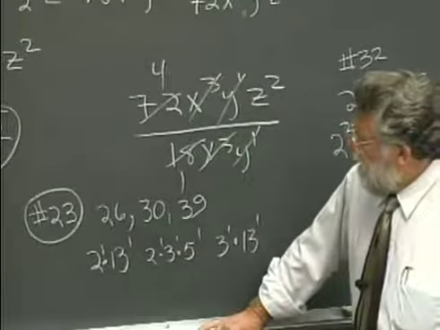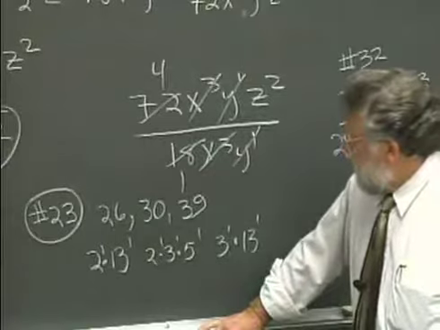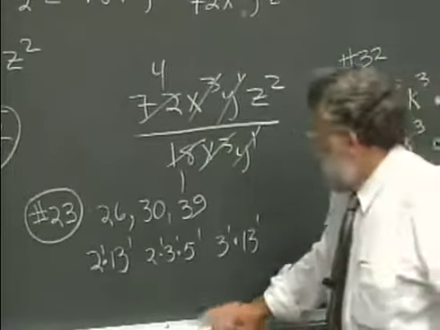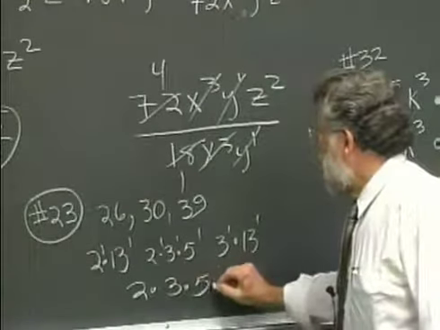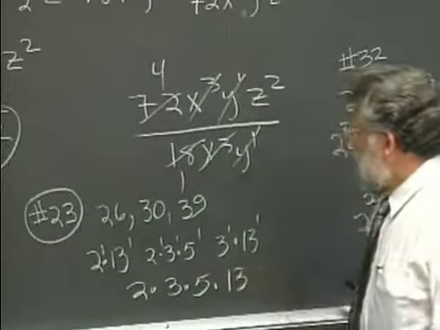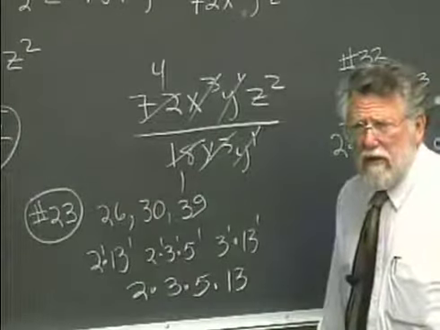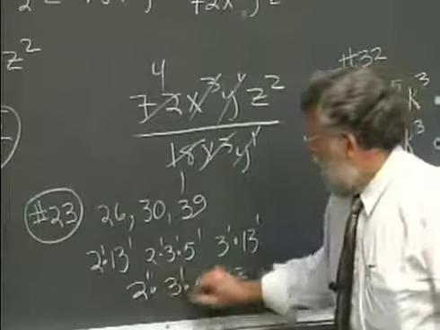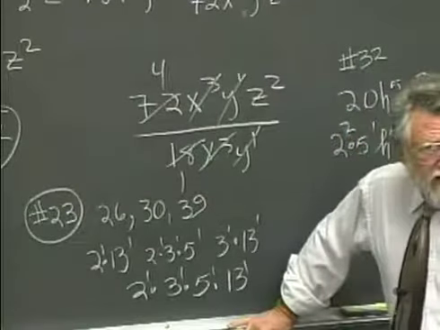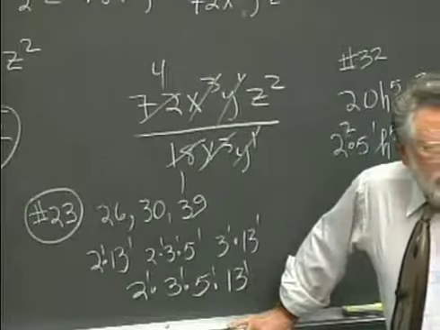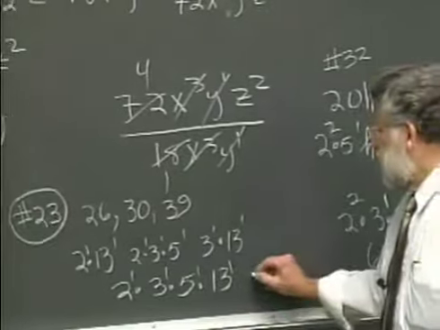So what are my primes? 2, 3, 5, and 13, correct? So I'd write a 2, a 3, a 5, and a 13. And I think we have 1s all across the board, correct? So 1, 1, 1, 1. And so that's going to give me 30 times 13, which is 390.